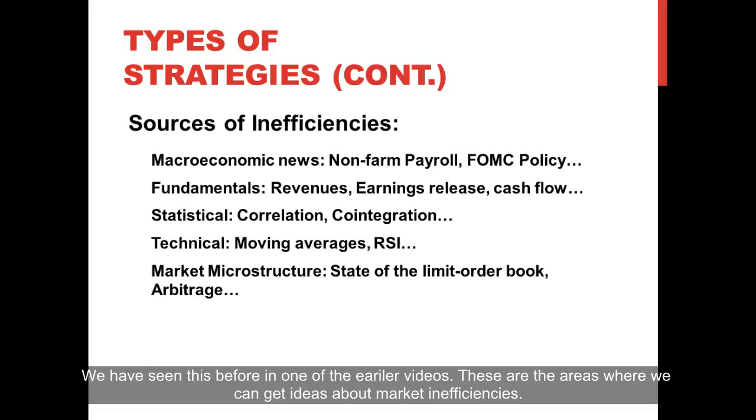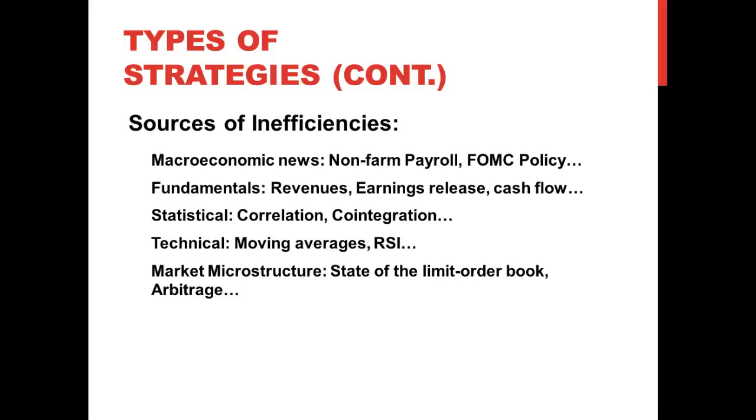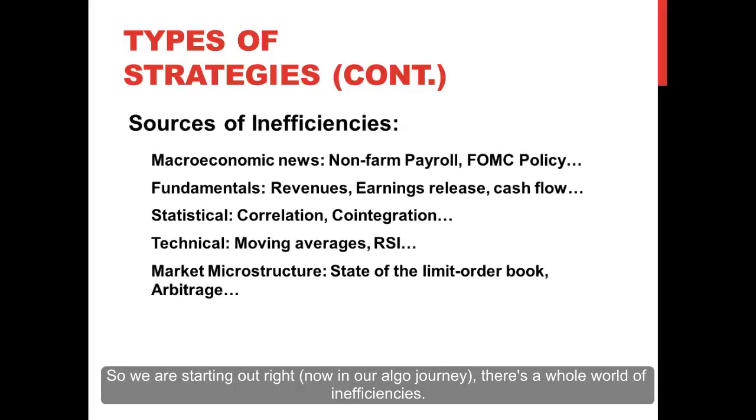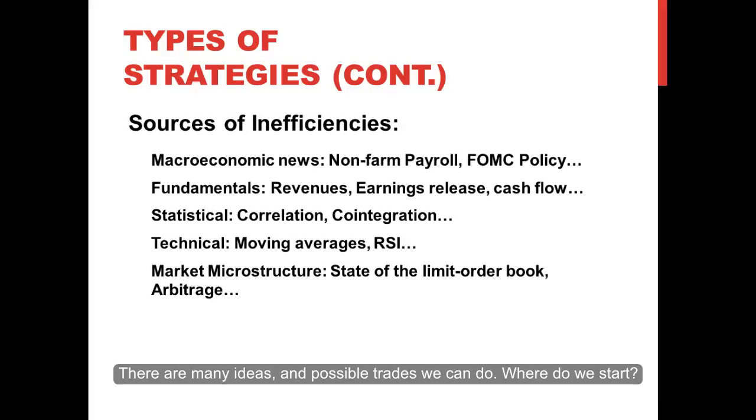We have seen this list before in one of the earlier videos. So these are the areas where we can get ideas about market inefficiency. For example, our market inefficiency could be because of macroeconomic news or technical reasons, or a combination of any of these factors. So we're starting out right now, and there's a whole world of inefficiencies. There are so many ideas going on. There are so many possible trades that we can do. Where do we start?